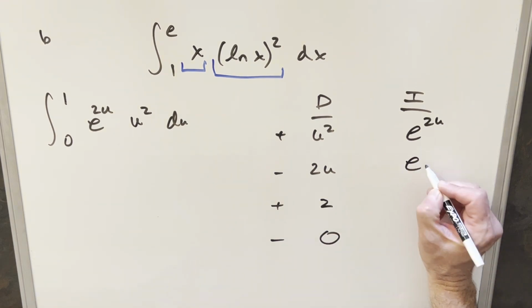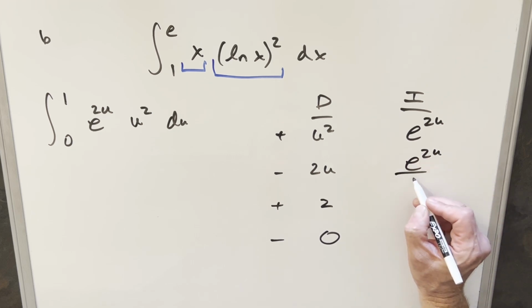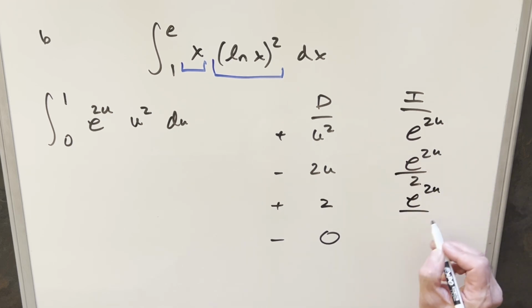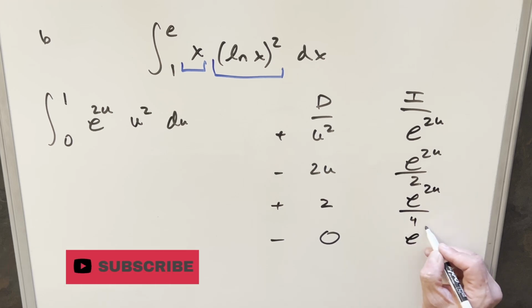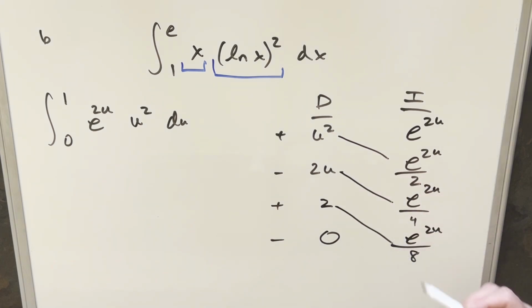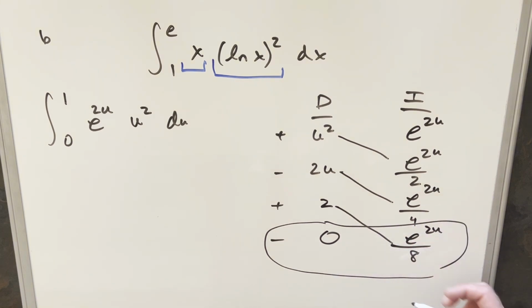Integrate this a bunch of times. We have e to the 2u. We bring a 2 out in the denominator. Do it again, another 2, we're going to have a 4. One more time, we have e to the 2u over 8. And now we're going to have part of our solution, actually our whole solution, on the diagonals. This is a 0, so it's going to wipe out the integral here at the end. So we'll just use this for our solution in u.